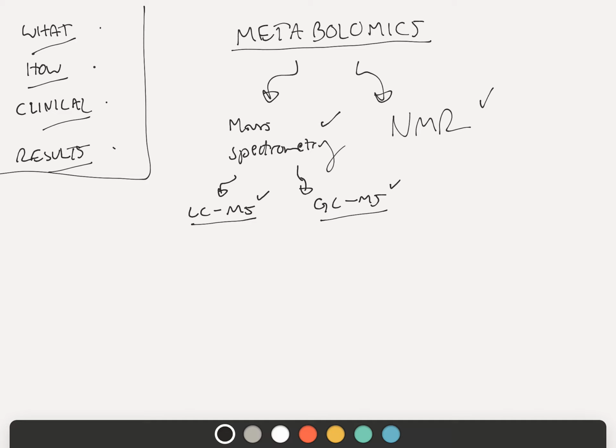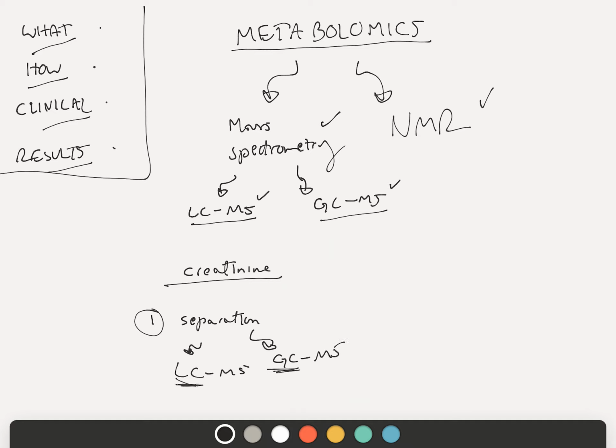So for example, if we're trying to measure how much creatinine we have in the system, and we've gone through these 3 steps, that is, one being separation by either LCMS or GCMS, just putting that down there, and then 2 being passing them through the actual mass spectrometer, and then 3 being fragmentation, you're going to end up with a nice graph looking thing.